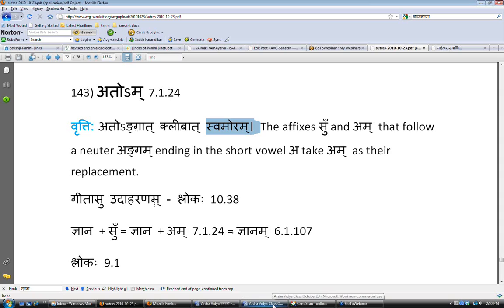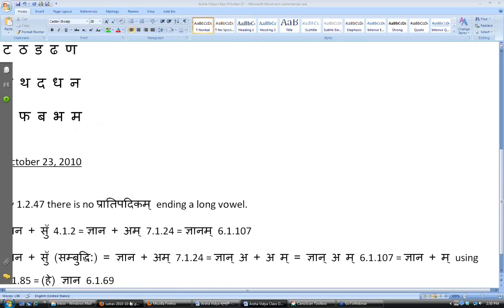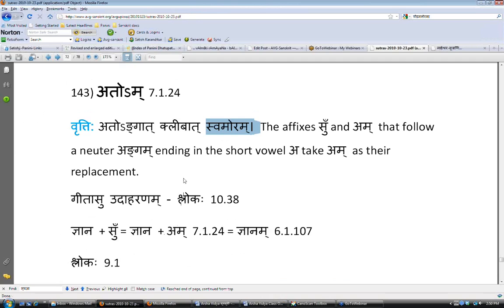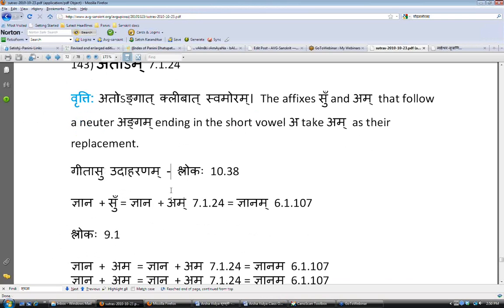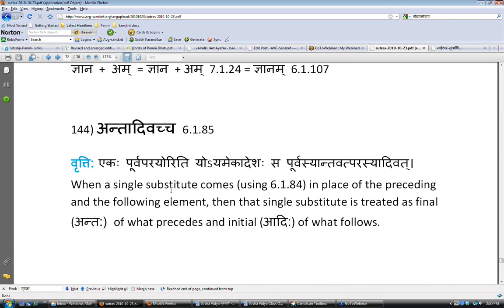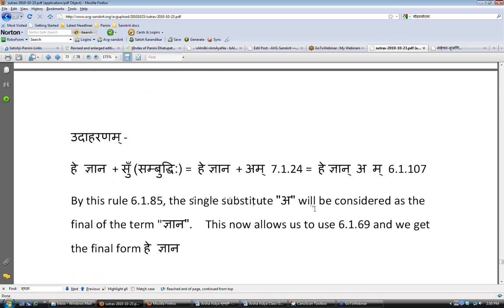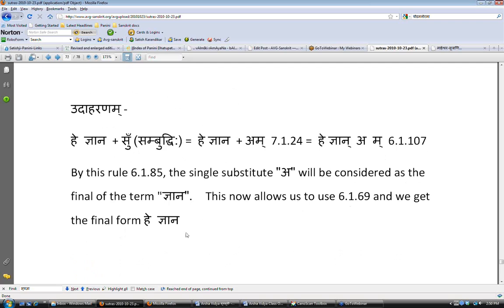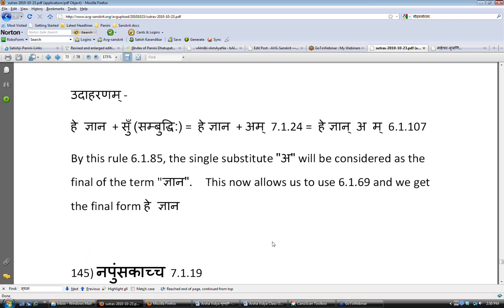Now, that finishes the sambuddhi. Now let's go on to the, it's all in the document here. You put that, it's down here, antadivacha. And so this akara will be considered as the final of the term jnana. Then we can use 6.1.69, engasya sambuddhe.